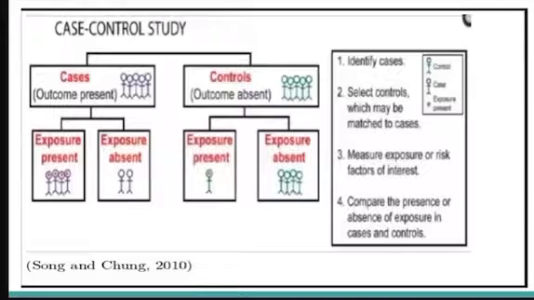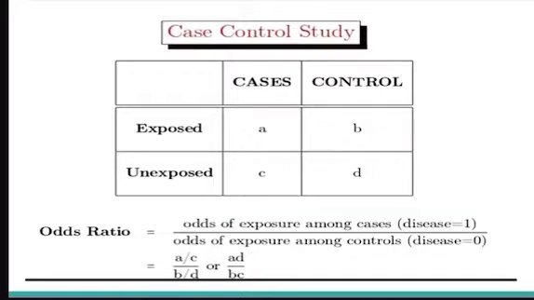Now, what I want to do is generate a table. I'm going to have cases and controls. I know the number of people I selected, right, that have the disease. Do you know the total number of people that have the disease? A plus C. Do you see that? The total number of cases would be the number of people I identify in the community that have the disease. B plus D would be the number of people that do not have the disease.